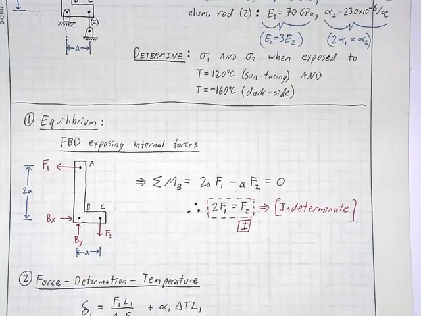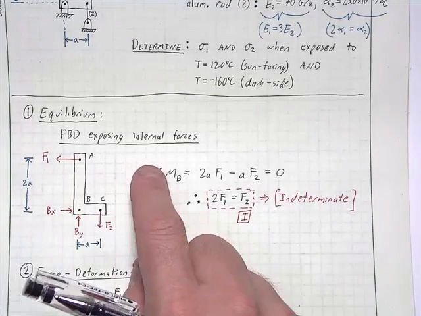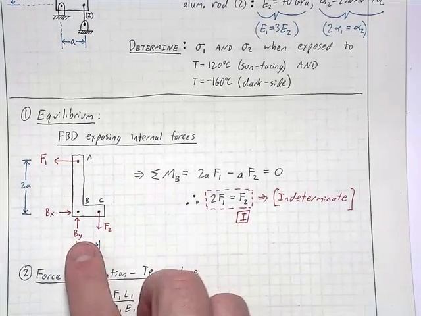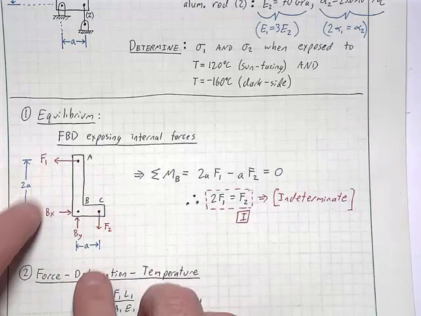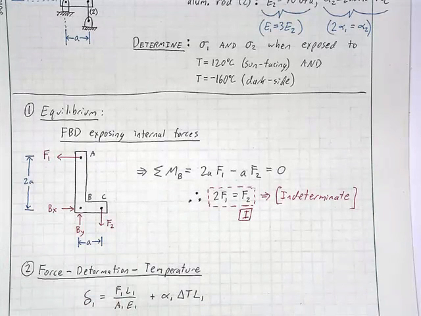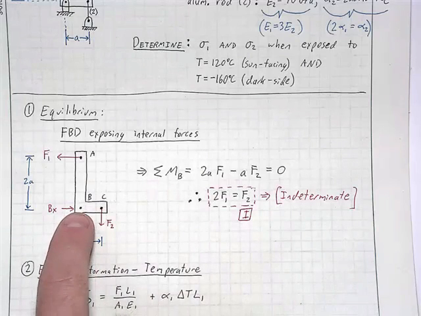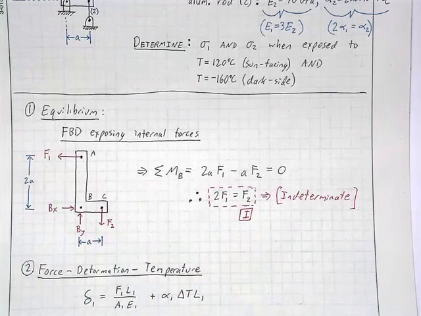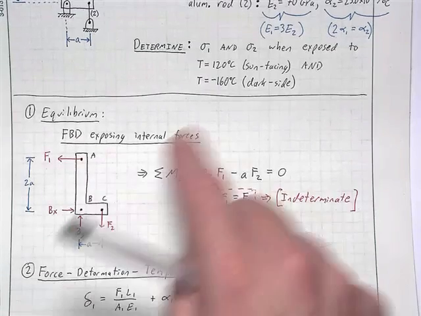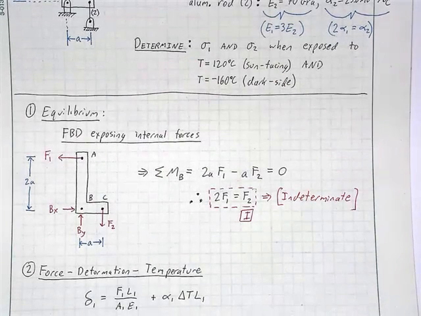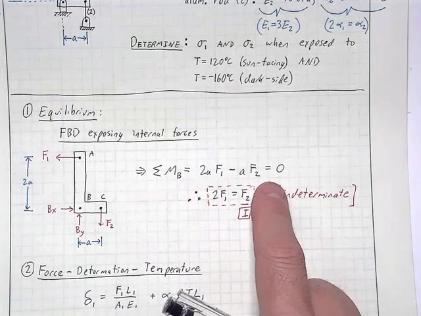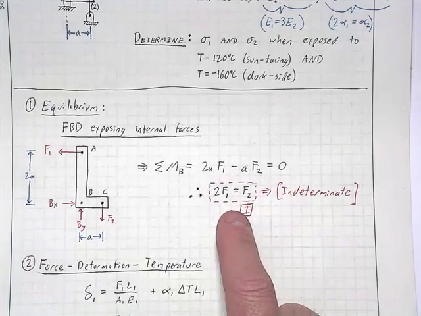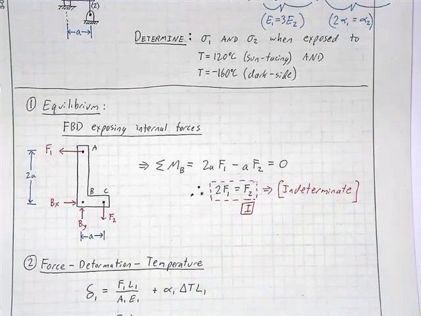Okay, so start with equilibrium. We draw a free body diagram that exposes the internal forces. It also exposes the reaction forces at B. So to isolate, we can see here we have 4 forces and we only have 3 equilibrium equations, so we already know it's going to be indeterminate. But we really only need the moment about B equation because that'll just relate F1 and F2. And we are only interested in F1 and F2 because we want the normal stresses in 1 and 2. So the moment equation, summing the moments about B and setting it equal to 0, we find a relationship here between F1 and F2.